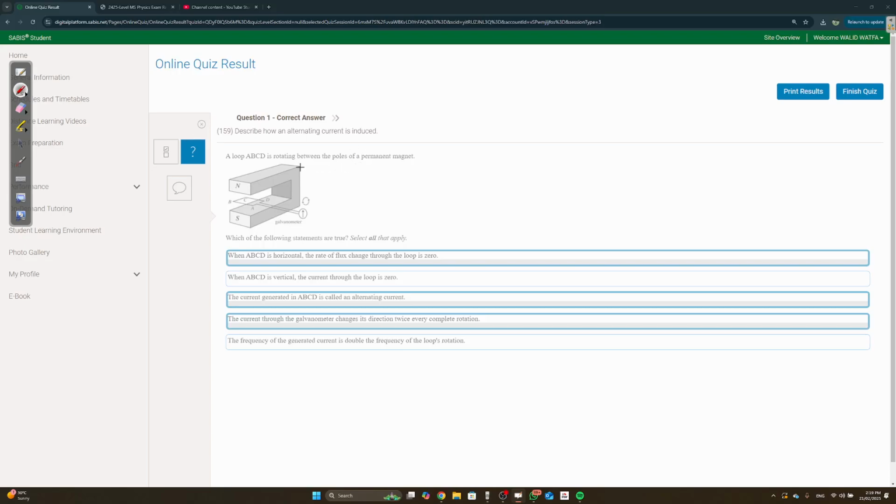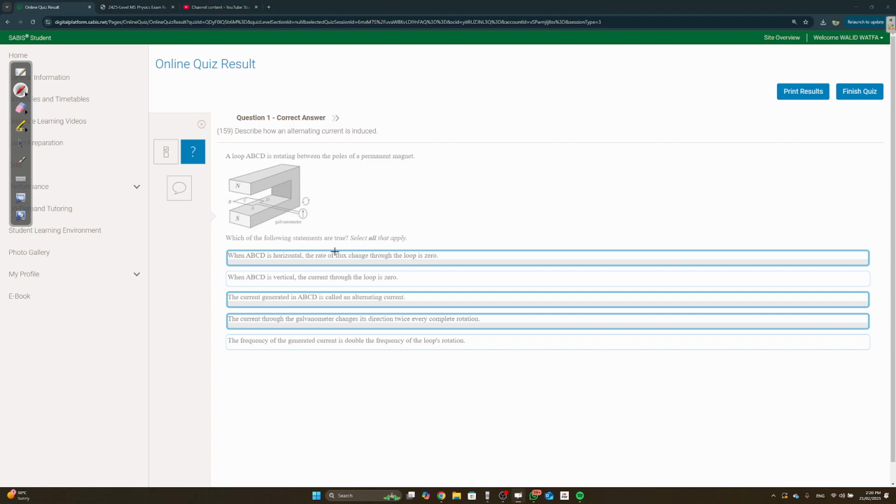Okay, this is the 4.2 course practice physics quiz, because apparently we need it for the periodic. A loop ABCD is rotating between the poles of a permanent magnet. Which of the following statements are true? When you're rotating a loop through a magnetic field, there's a force and you have B. So what's going to be induced? A current, right? Which is true.